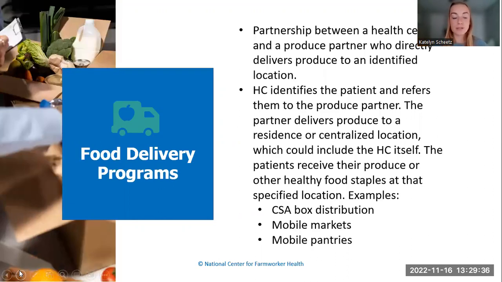Next, we have food delivery programs. So this is a partnership between a health center and a produce partner, and this produce partner is going to be directly delivering the produce to an identified location. So in this program, the health center identifies the patient and refers them to the produce partner. The partner delivers produce to a residence, so it could be directly to the patient's home or to a centralized location, which could include the health center itself. And then the patients receive their produce or their healthy food staples at that specified location.